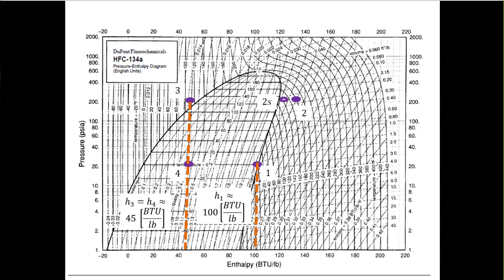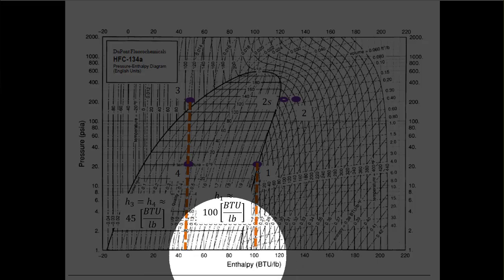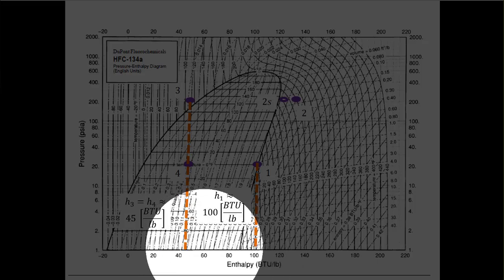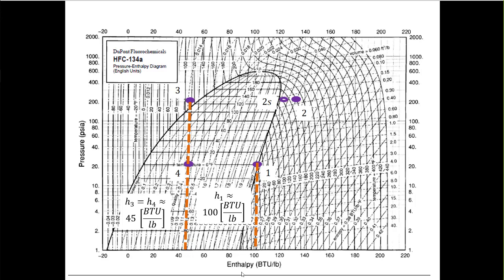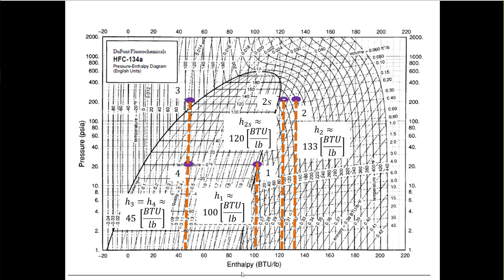For state 1, I draw a line down. I'm going to say 100. One of the things I don't particularly like about this chart: this is labeled 80, this is labeled 60, and I think this is the line associated with that. But sometimes it's hard to see exactly where the line is that's associated with the number. But I think H1 is about 100. I think H2S is about 120. And H2, it looks like it's past 130, but maybe not as far as 135, so I just said 133.